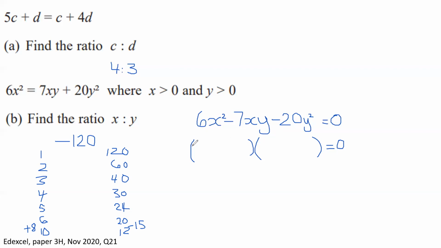We can either use 6 and 1, but neither of these are factors of 6, multiples of 6, sorry. So instead, I suggest that we use 2x and 3x. Both of these, when multiplied together, will give you 6x squared. So now if we do minus 15 divided by 3, we get minus 5. And then if we do 8 divided by 2, we get plus 4.